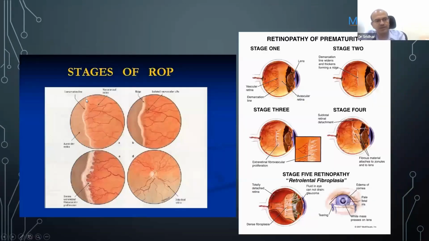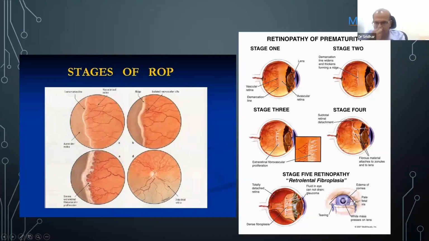The stages we already discussed in the earlier slide. So the demarcation line, demarcation ridge, proliferation, and this is a detached retina, which is a very poor prognosis. So another view of the same issue. You are not going to allow the stage 3 onwards if possible.